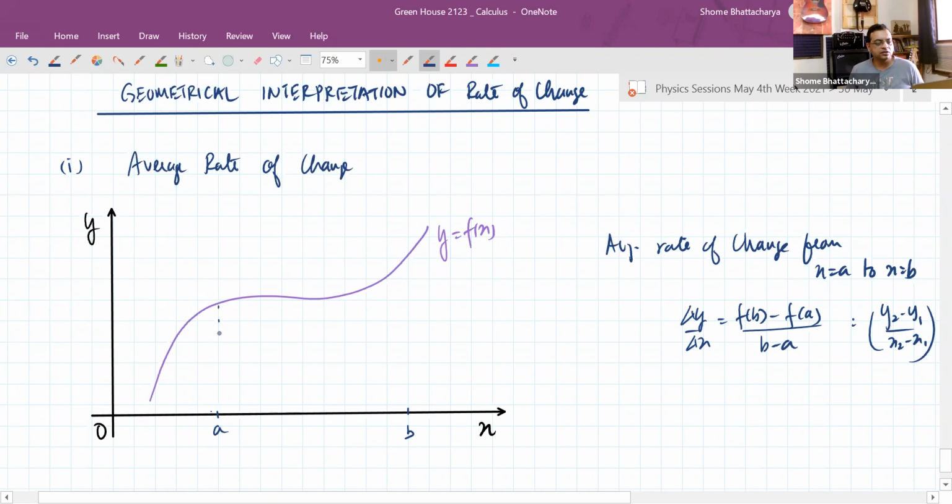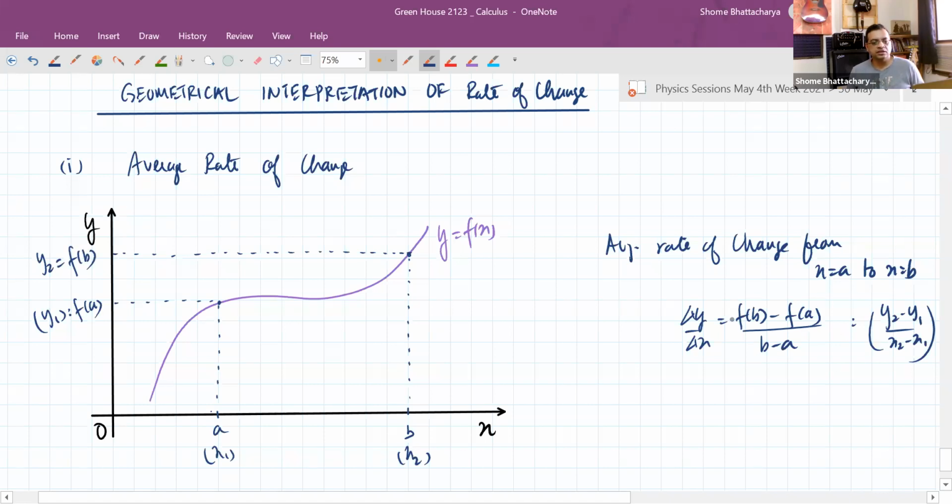Let's understand. If this point on the x-axis is a, then the corresponding point, which is the y coordinate on this graph, is nothing but f of a. Or basically this is my x1, so this is correspondingly my y1. Similarly, if this point on the graph has an x coordinate of b, then its y coordinate is nothing but the value of the function at the point b. So if this is x2, then this corresponding point is y2, which is the value of the function at b.